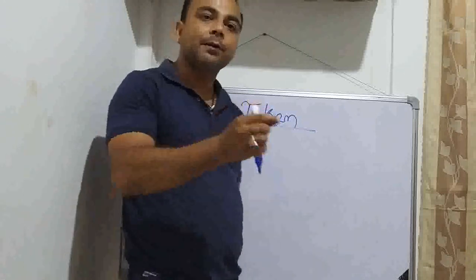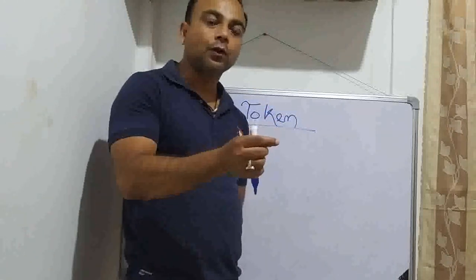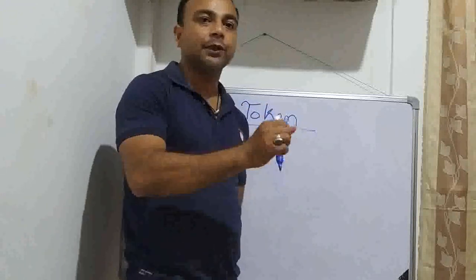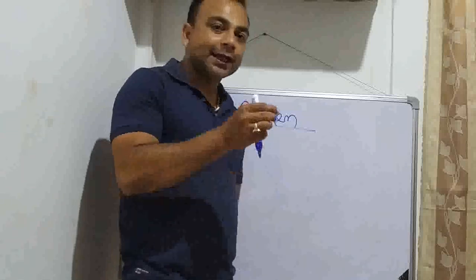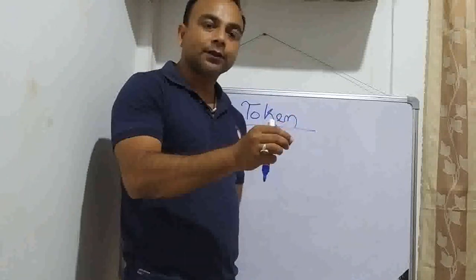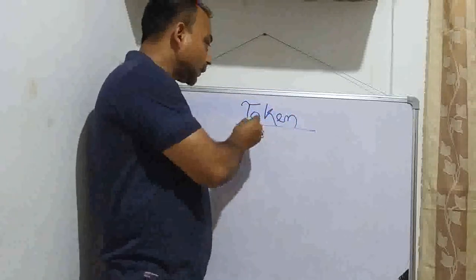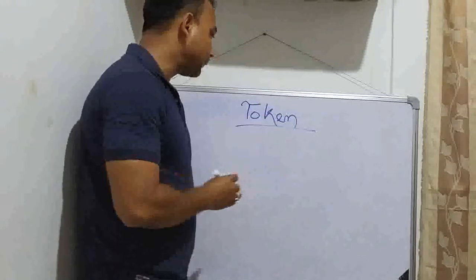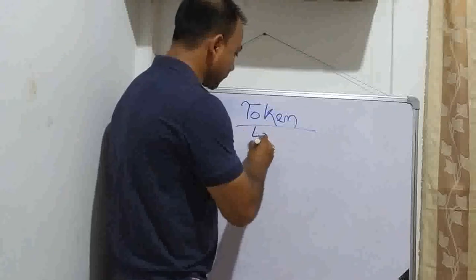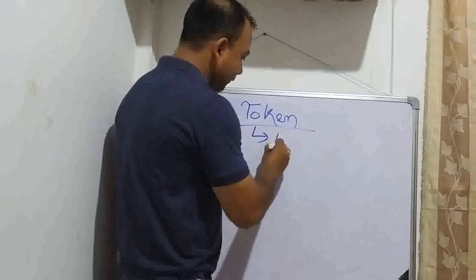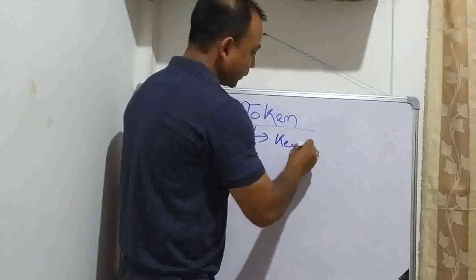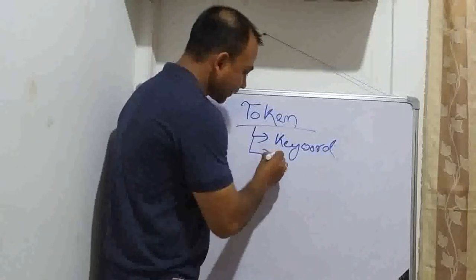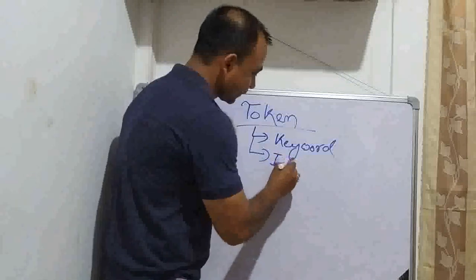That means to develop or modify a program, we need some components or units. Every unit or component of a high level language is known as a token. In high level languages we have 5 different tokens. The first one is the keyword. You have already heard about keywords. The second token is identifiers.